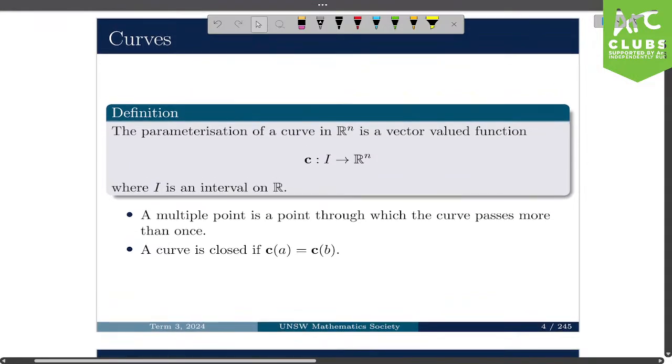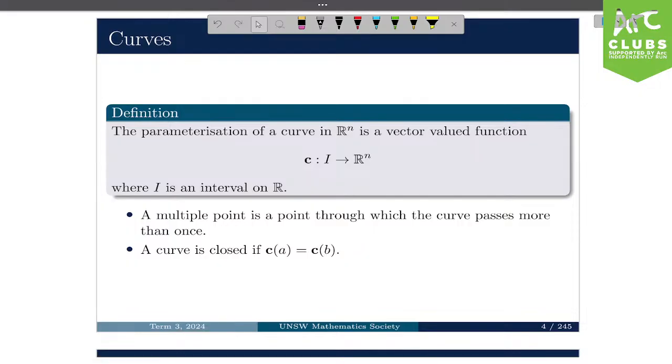So what is a curve? The definition is that the parameterization of a curve in Rn is a vector valued function C, where I is mapped onto Rn and I is an interval on R. A multiple point is a point through which the curve passes more than once, and a curve is closed if the value of C(a) is equal to C(b), where a and b are the endpoints of the curve.